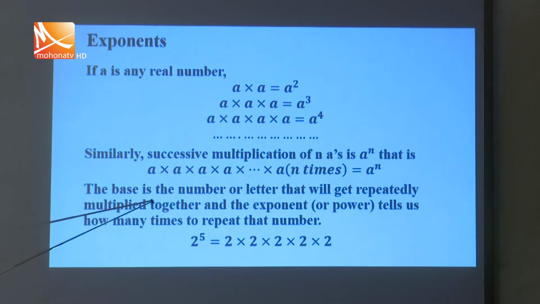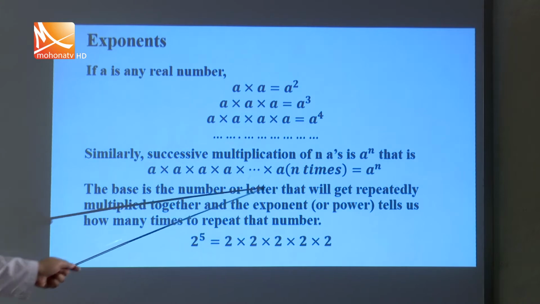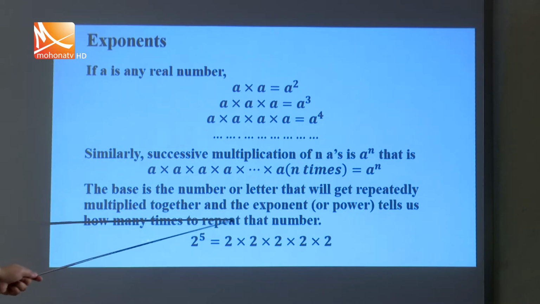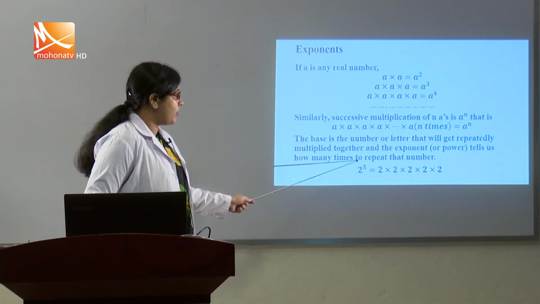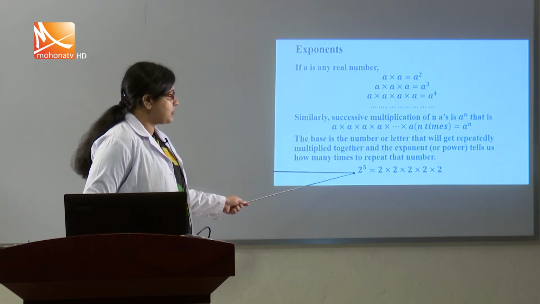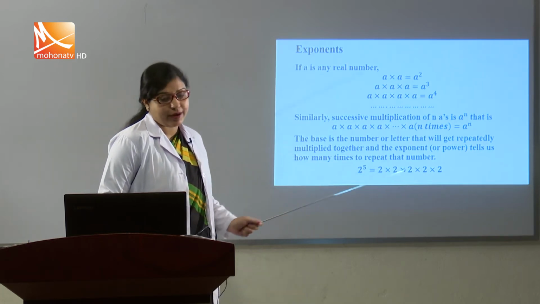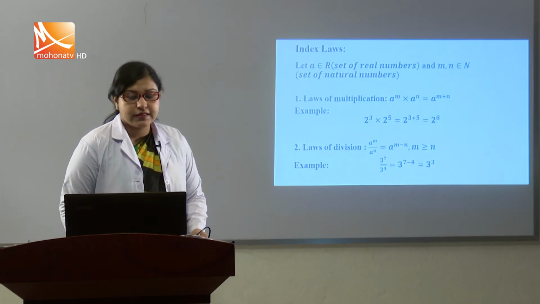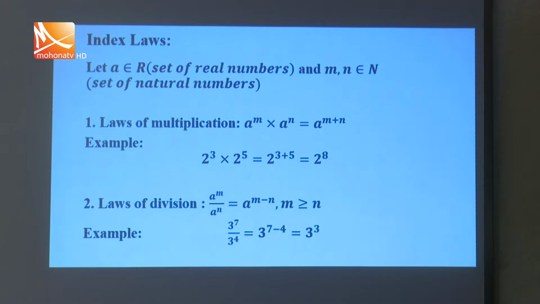So the base is the number or letter that will get repeatedly multiplied together, and the exponent, it actually tells us how many times to repeat that number. If we see that 2 to the power 5, here your exponent or power is 5, and this tells us we have to multiply these two by 5 times. In our next slide, you will see some properties of indices.